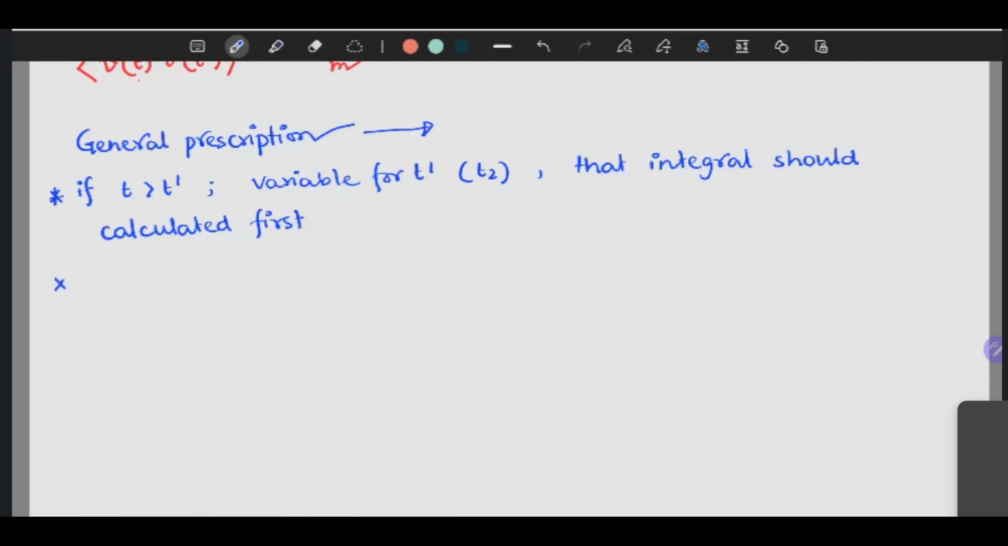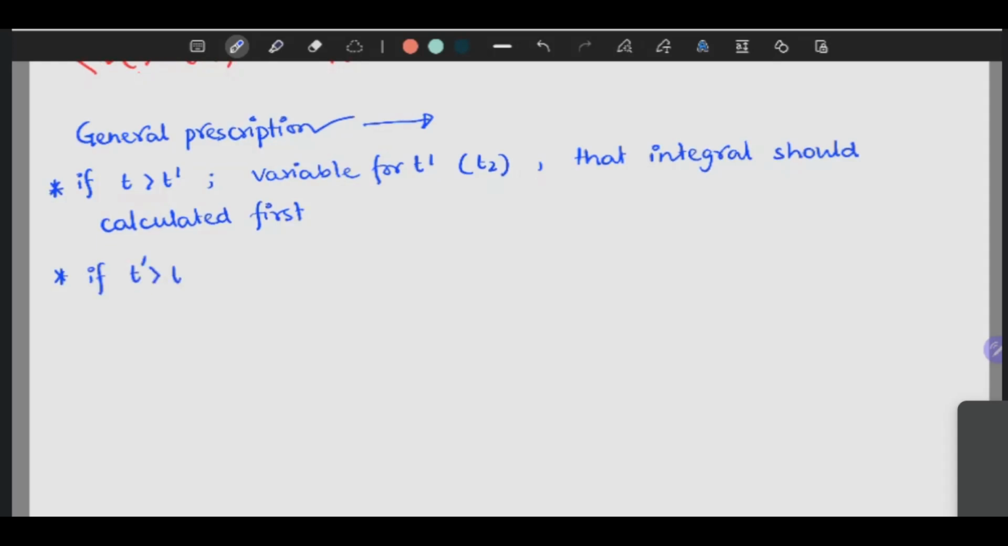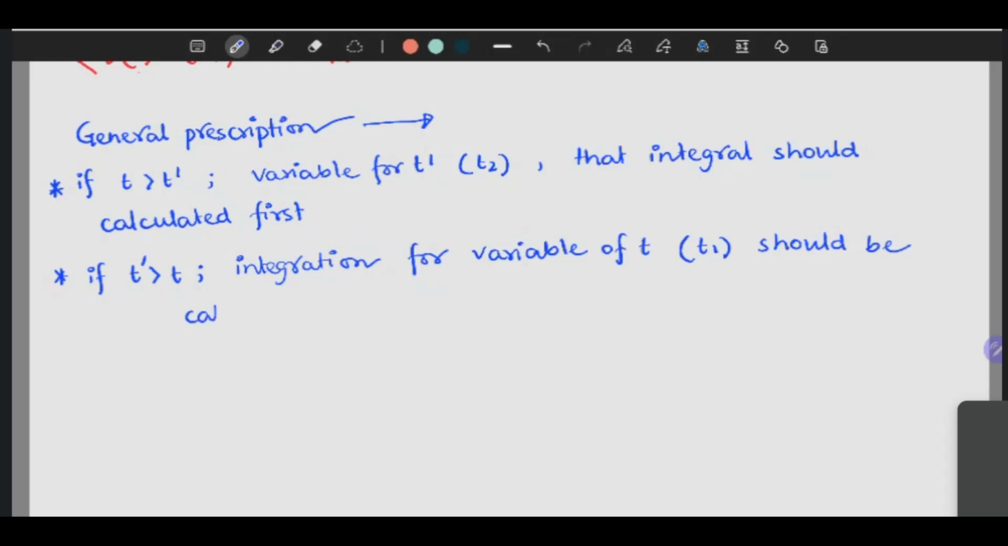and if t is greater than t prime, the integration for the variable of t, which in this case is t1, should be calculated first. Okay, so this is the general thing.